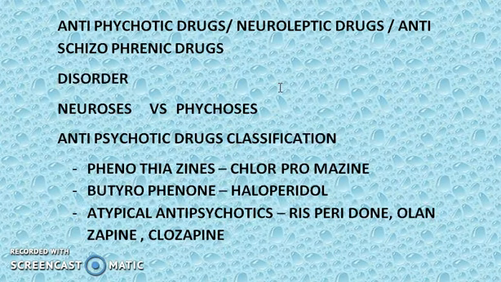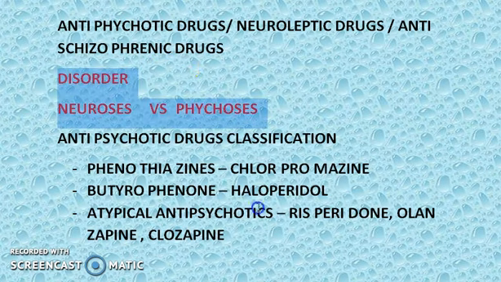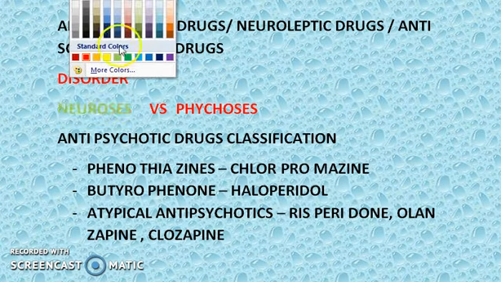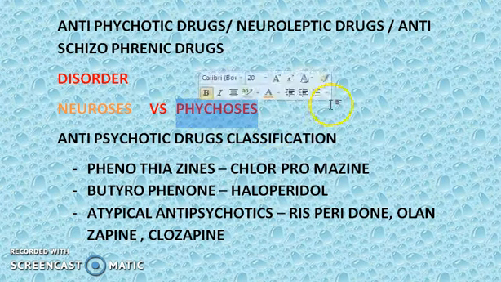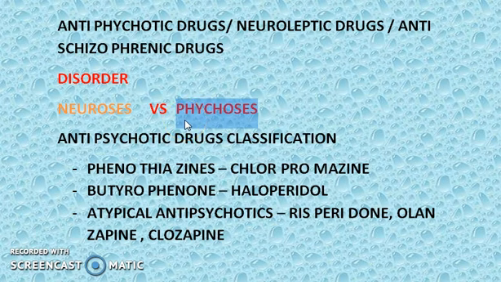Let us now understand the disorder. There are two types, neurosis and psychosis. Neurosis is a minor mental illness. Psychosis is a major mental illness. In psychosis, you have disturbance of thought, etc., and even the judgment capacity of the person is lost. An example for psychosis is schizophrenia. Examples for neurosis are obsessive compulsive disorder, anxiety neurosis, etc.